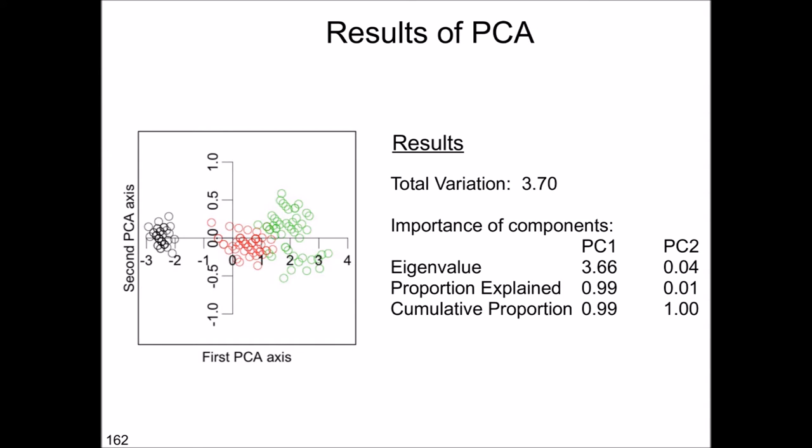What we obtain out of the PCA is then this plot. So we have a separation of the data, and this is a way to visualize the relationships between our objects. And on the other hand, we have some results on the right-hand side of this slide. For example, the total variation of the data, that is the total variance. And we obtain information on the importance of components. These are the so-called eigenvalues, the proportion explained, and the cumulative proportion. That may sound a little bit difficult for you at the moment, but you will understand these terms later on.